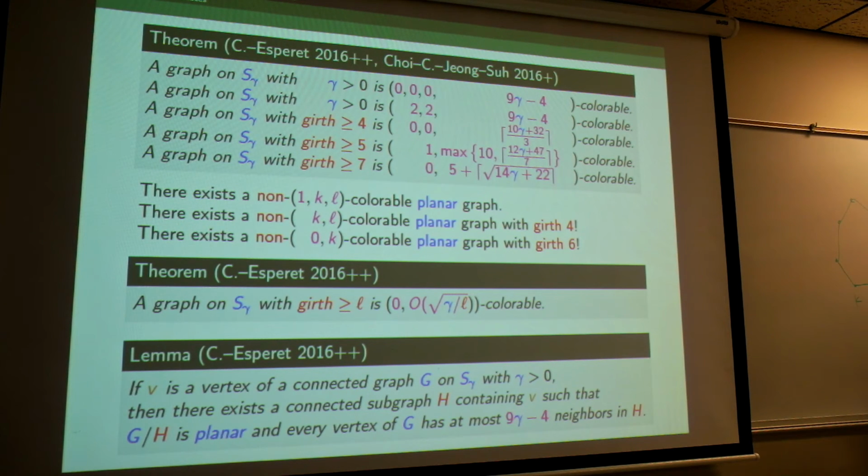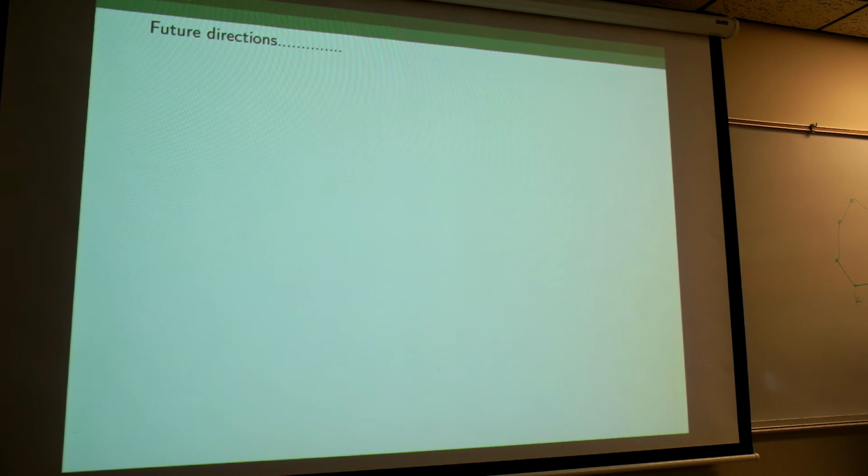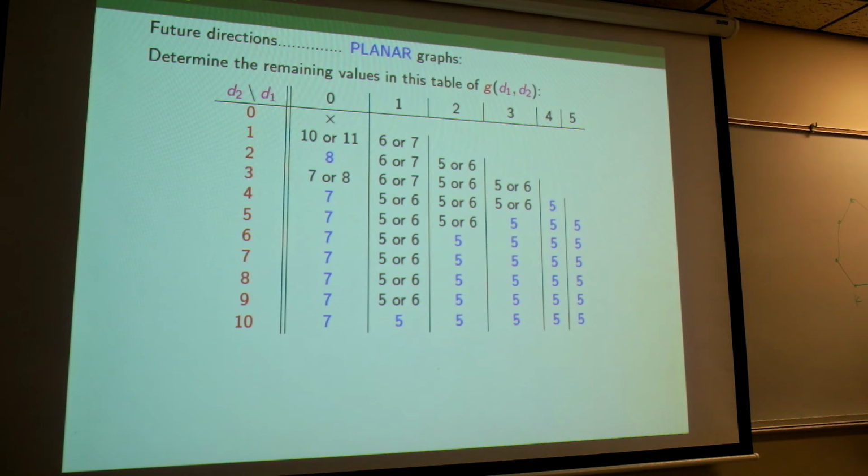So I'll just skip this lemma. What's left to do is, for planar graphs, I have this giant big table. So solving any entry on this table is good. There are 17, 18 entries to solve. But maybe the most interesting one is finding the threshold where planar graphs become (0, 1)-colorable. It's either 10 or 11, and we don't know yet.